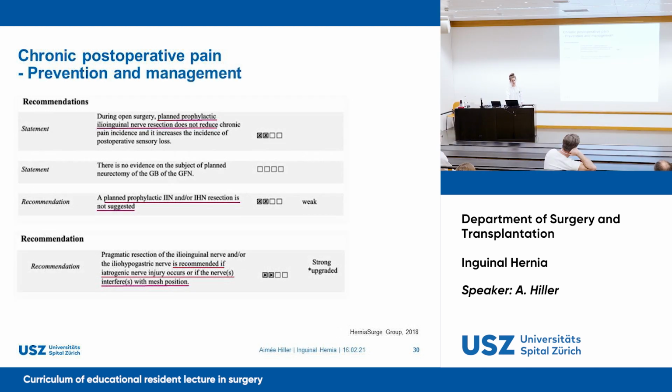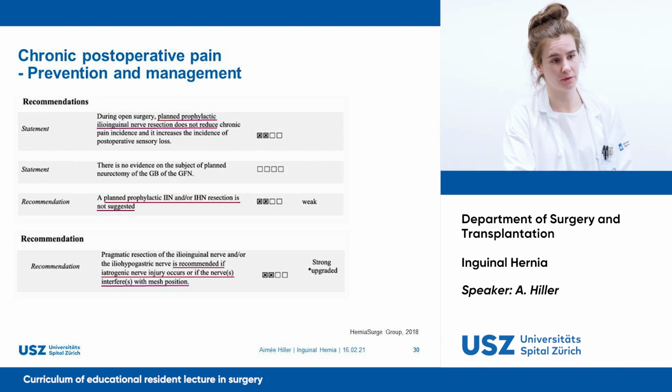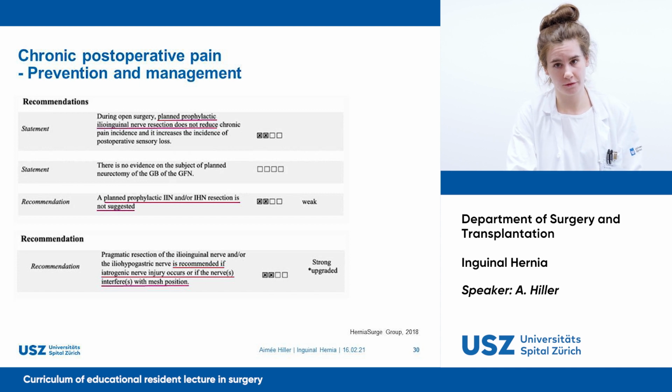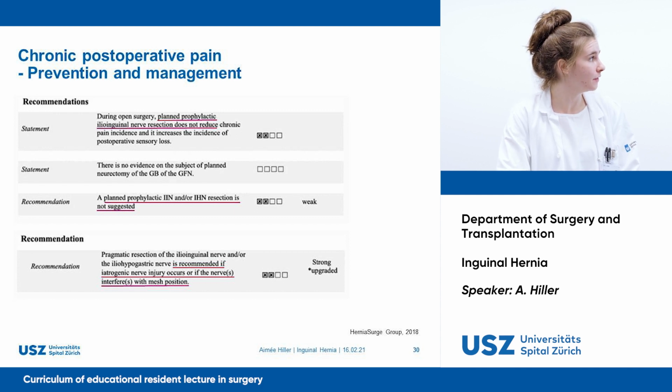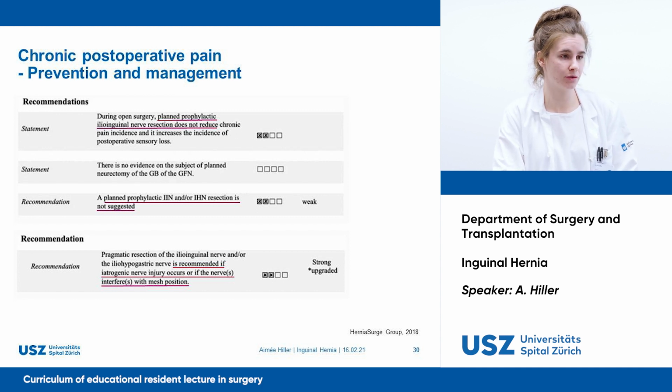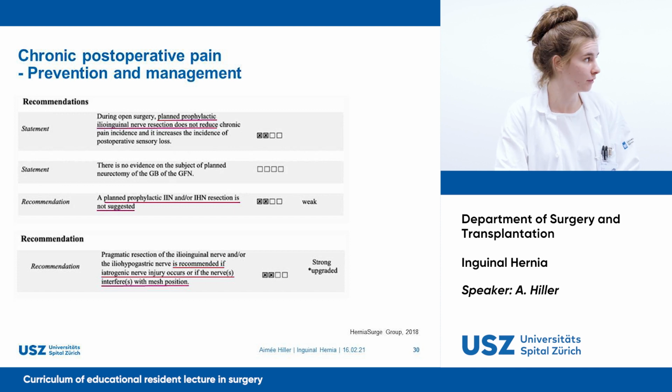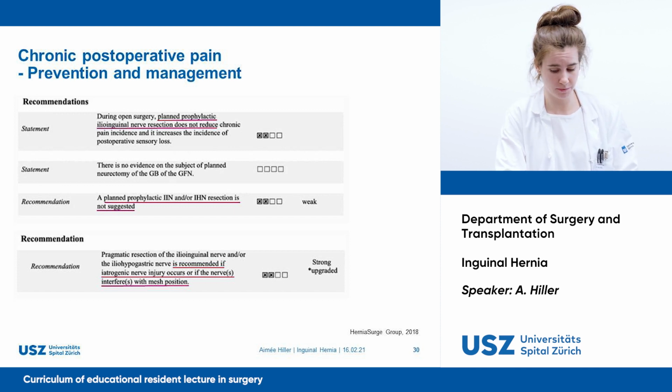As for prevention and management, the HerniaSurge group does not recommend to primarily resect the nerves because it does not decrease the incidence of chronic pain, but they do recommend to resect the nerves prophylactically if you have, during the surgery, damage to the nerve or if the nerve interferes with mesh positioning.